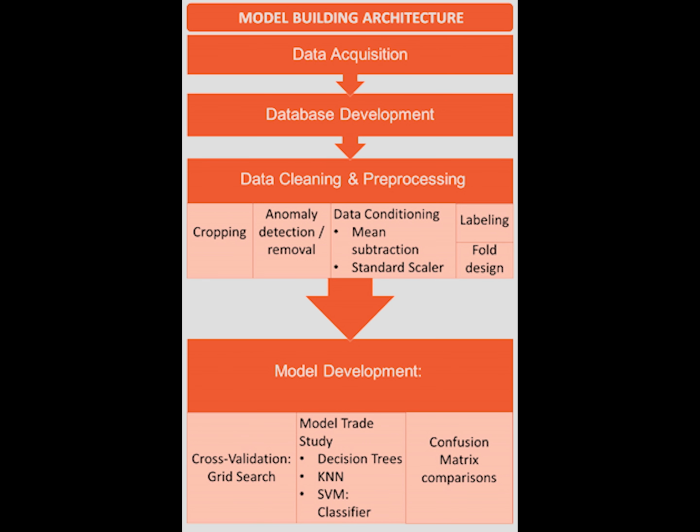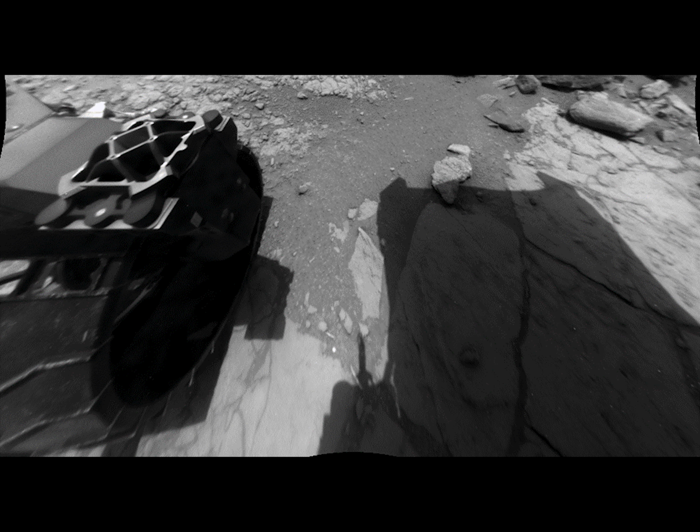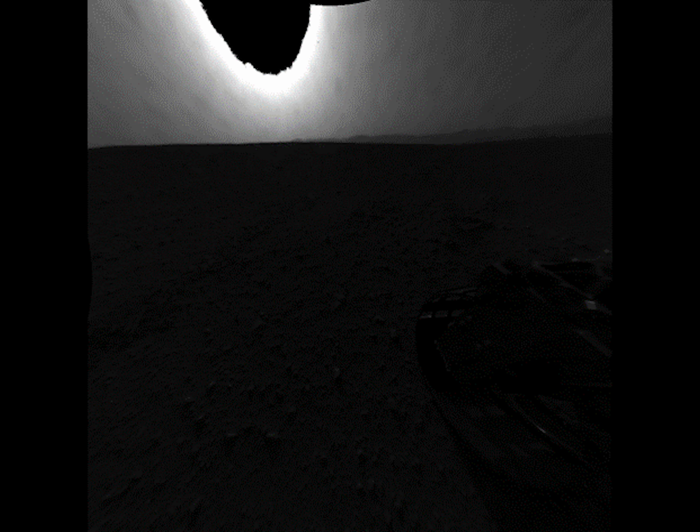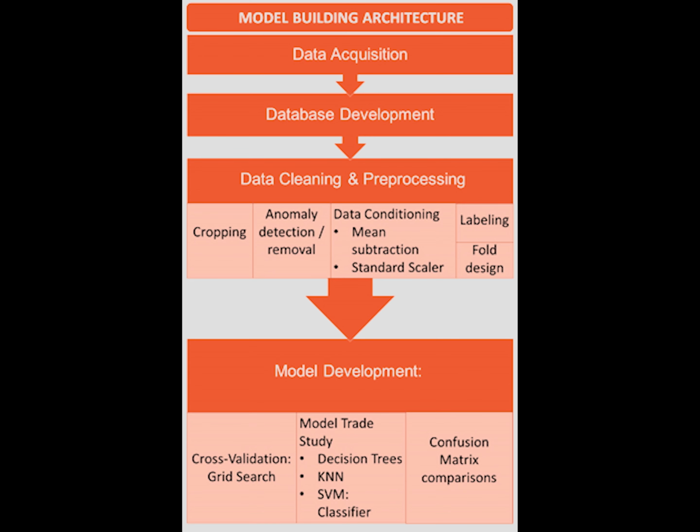The first 2 stages of the model building process are the data acquisition and development stages, which were discussed in the previous sections. The third stage in the process involves data cleaning and pre-processing, which includes cropping images, removal of bad images, data conditioning, labeling, and fold design. The last stage of the process is the model development stage.